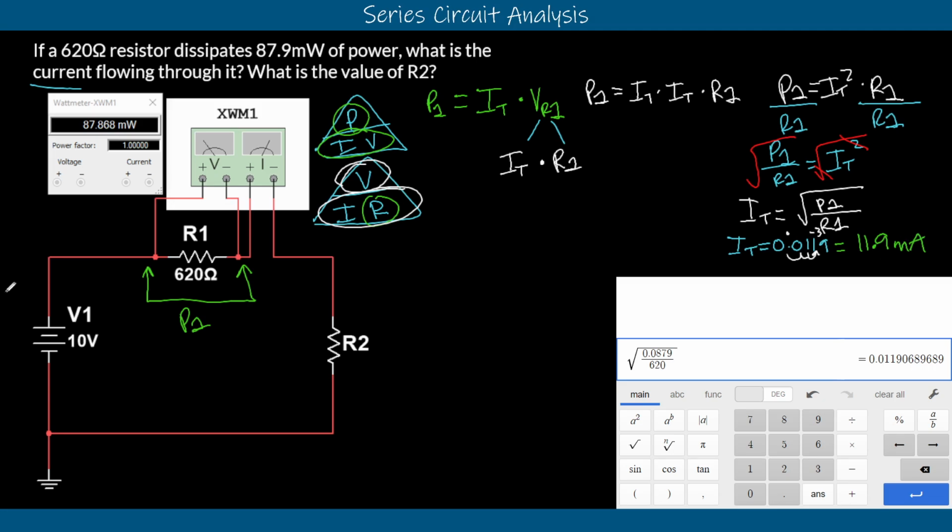So now that we know that that's the total current, IT, 11.9 milliamps, that's going to be the current through both of the two resistors. And so we now know something about R2. We know that that is the IT current. But we don't know what the voltage is. We don't know what the resistance is. That's what our goal is next, is to find the resistance of R2.